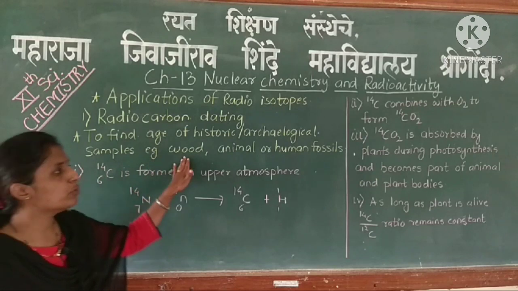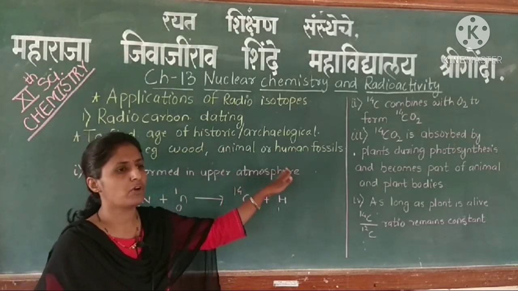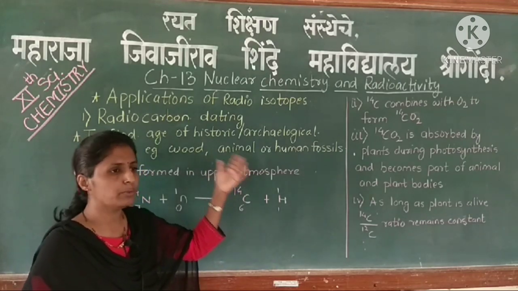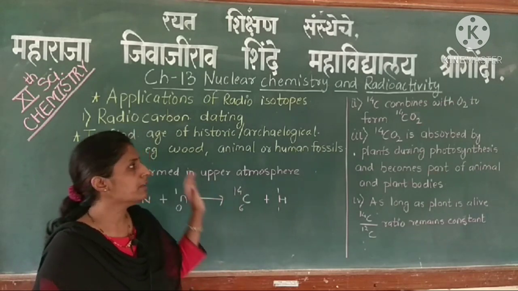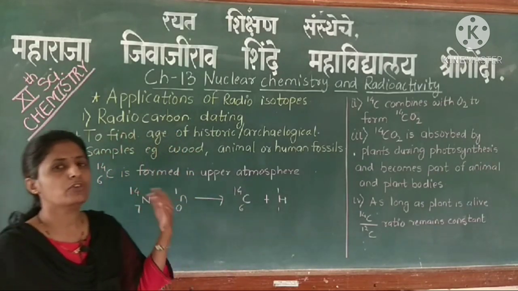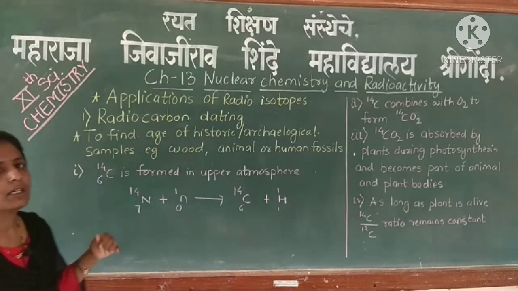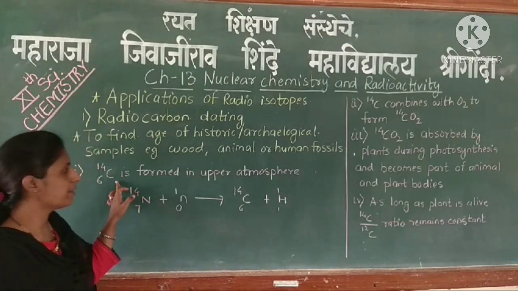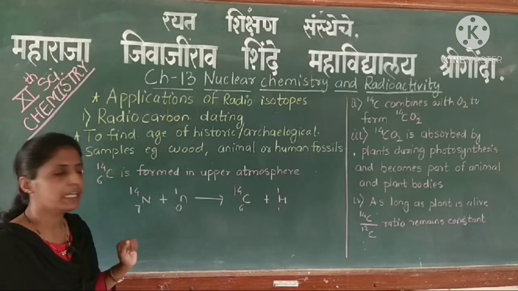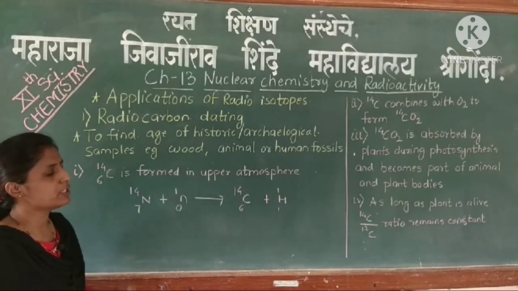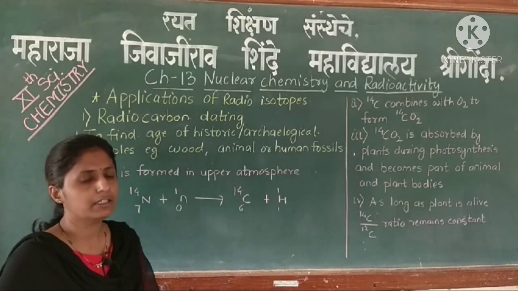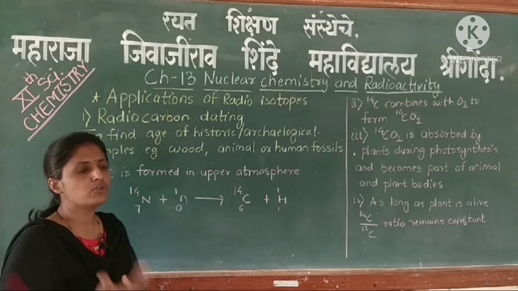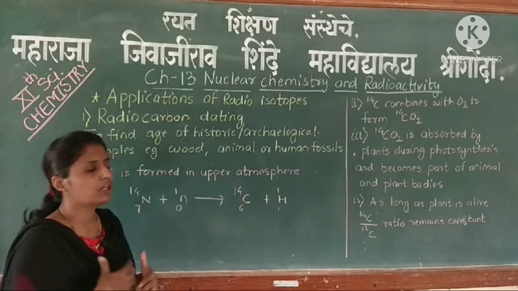They find the age of wood or even animal or human fossils. How do scientists find the age of the human fossils or animal fossils which are found? They use this technique, radiocarbon dating. We know that the carbon-14 isotope is radioactive. The isotope of carbon having mass number 14 is radioactive. This carbon-14 is formed in the upper atmosphere of our Earth due to the bombardment of neutrons, and these neutrons are received on the Earth due to the cosmic rays.